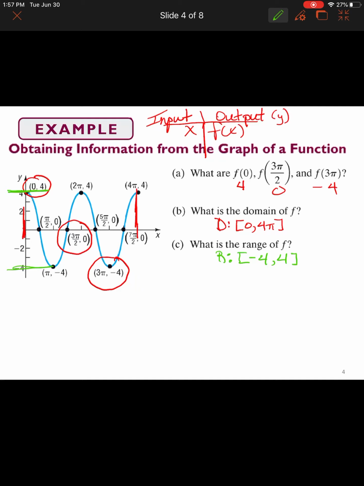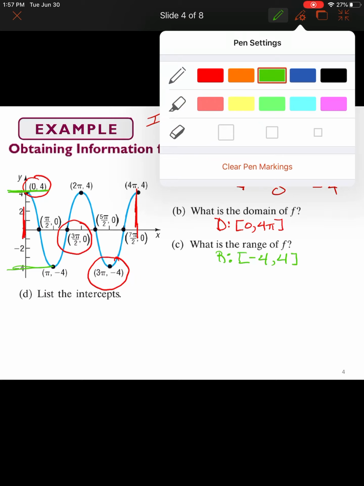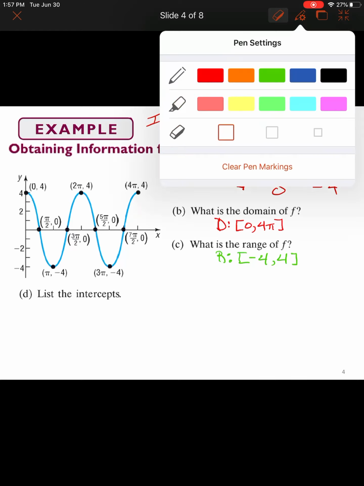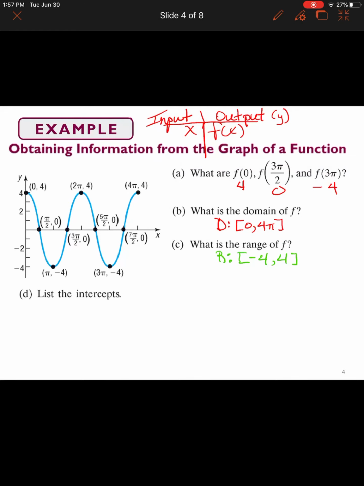Domain is associated with the x values, the range is associated with the y values. Okay, and let's keep going. It says list the intercepts. I'm going to clear this other stuff off the graph right quick so that we can see our intercepts. If we remember from previous lessons, intercepts are the locations where the graph crosses or touches an axis. All right. And so we're going to identify the y-intercept first. The y-intercept is right there, (0, 4).